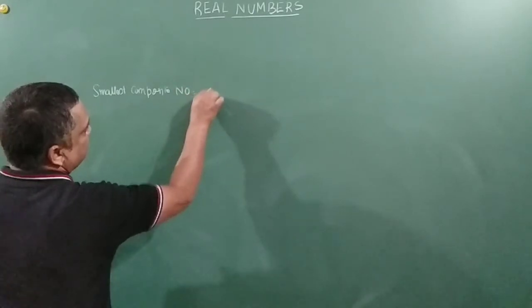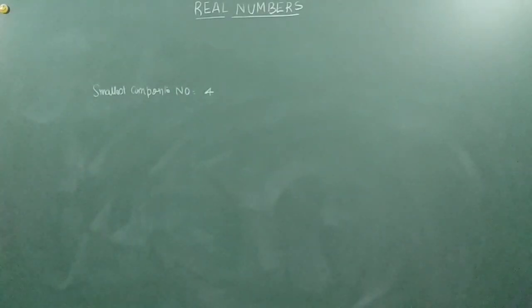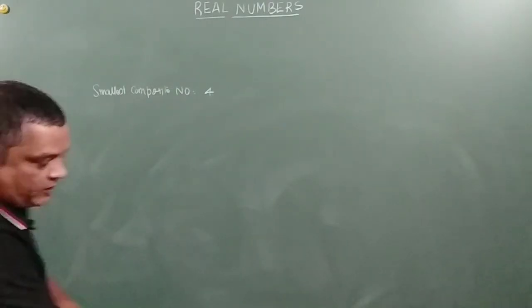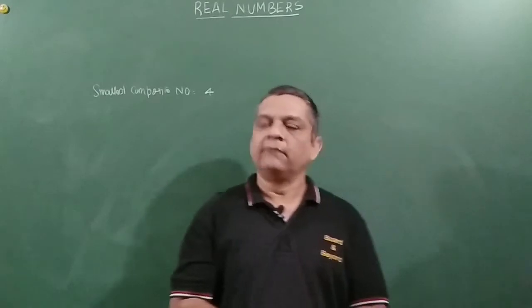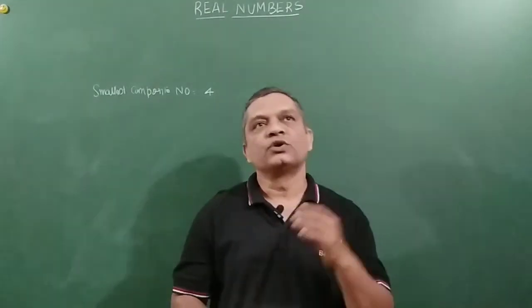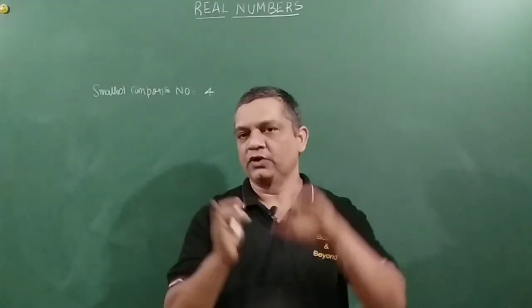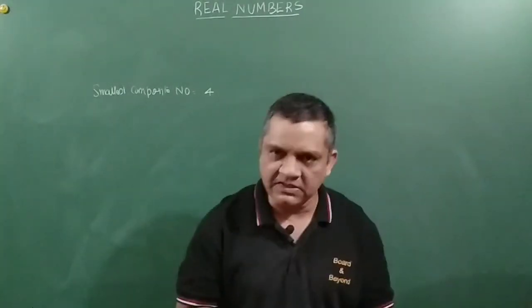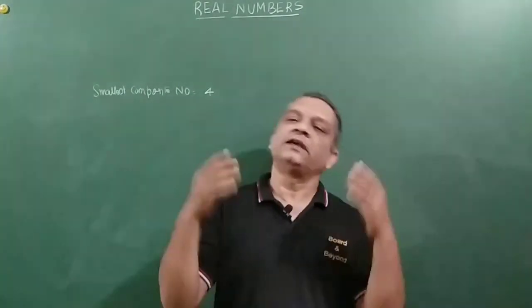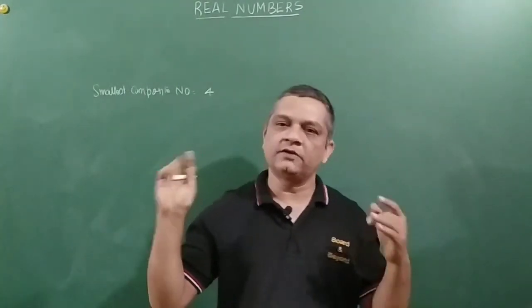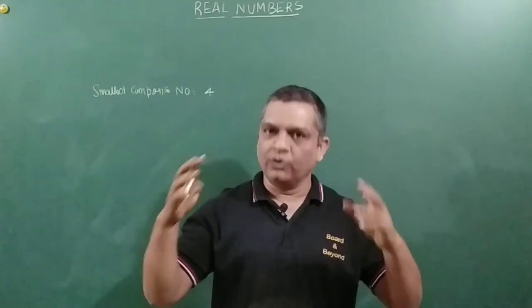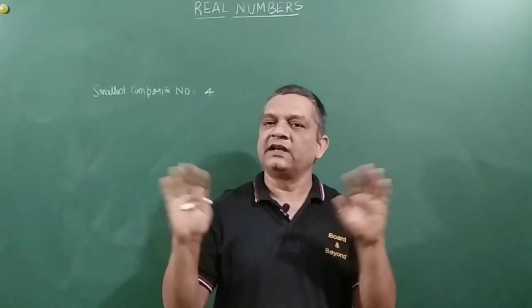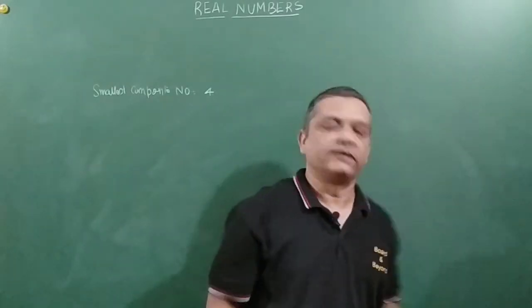Composite number is 4. Now, what does it say? Smallest 2-digit composite number. So 2 digits starts from 10. So first we will check whether 10 is a composite number. 10 has 1 as a factor, 10 as a factor, 2 as a factor, and 5 as a factor. Yes, this is a composite number because it has two more factors, that is 2 and 5, apart from 1 and itself, right?